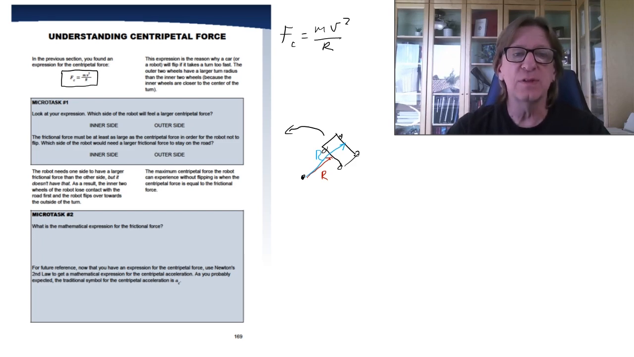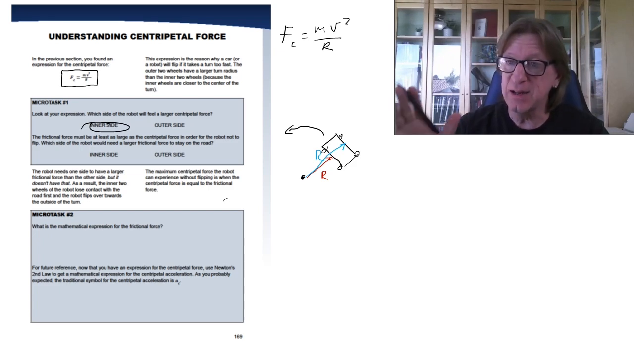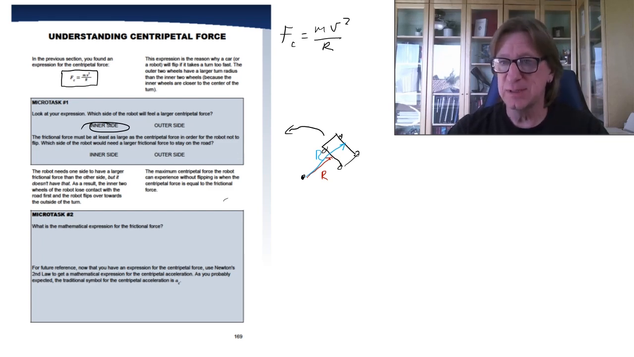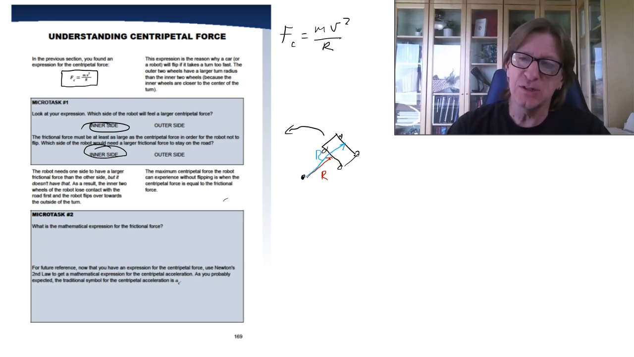Either way, you end up with the same idea that the inner side of the robot is going to experience the greater centripetal force. All right, so the frictional force must be at least as large as that so that it doesn't skid or flip or anything like that. So which side of the robot needs a larger frictional force to stay on the road? Well, since it's got a larger centripetal force on the inner side, it also must have more frictional force on the inner side.